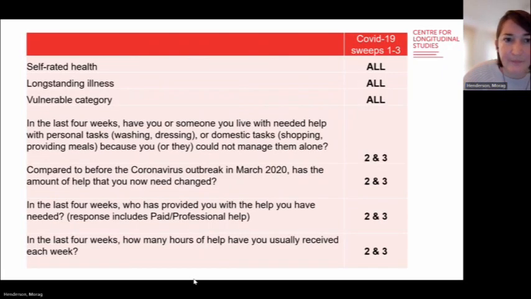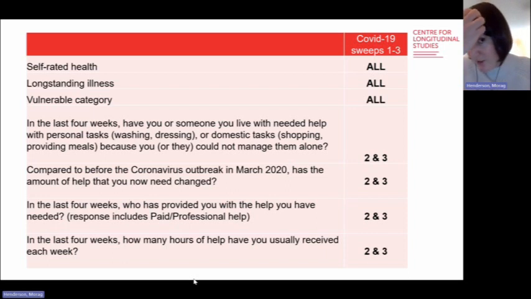a problem. The COVID-19 sweeps also capture a lot of information on self-rated health, long-standing illness, and whether they identify as being in a vulnerable category. And then there are some specific questions about whether they received help in the recent period for wave 2 and 3 of the COVID-19 sweeps.